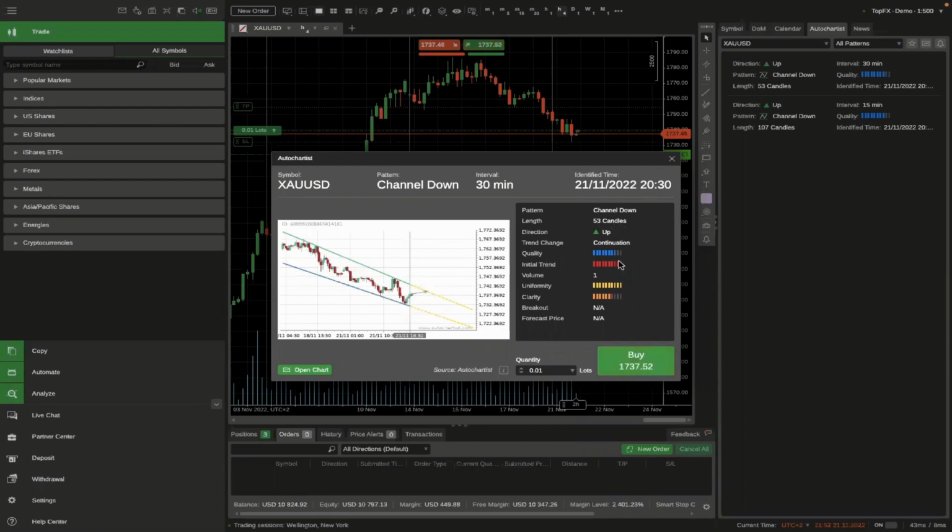Okay, the quality of this pattern is very, very good, 7 out of 10. Initial trend is of course very, very strong, 9 out of 10, and uniformity is 10 out of 10. Clarity is 6 out of 10. Very, very nice looking pattern. It looks like a high quality pattern for trading, right? So we've opened the buy position already.